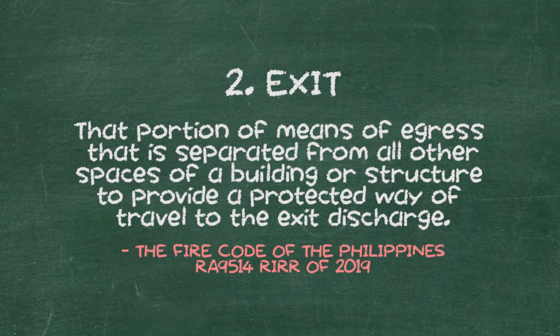The second part of means of egress is the exit. The exit is that portion of means of egress that is separated from all other spaces of a building or structure to provide a protected way of travel to the exit discharge.